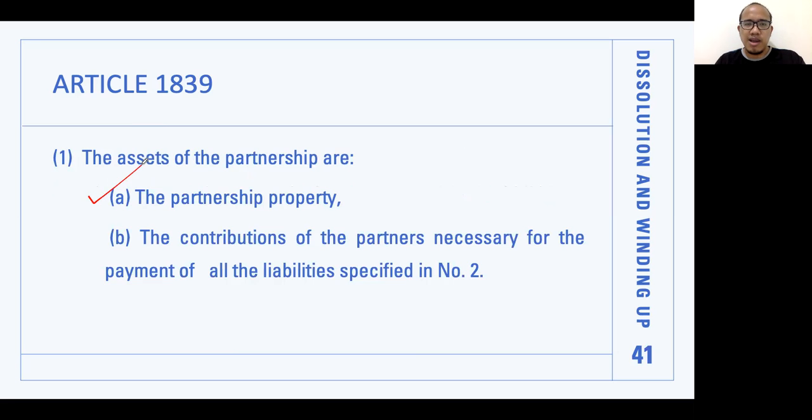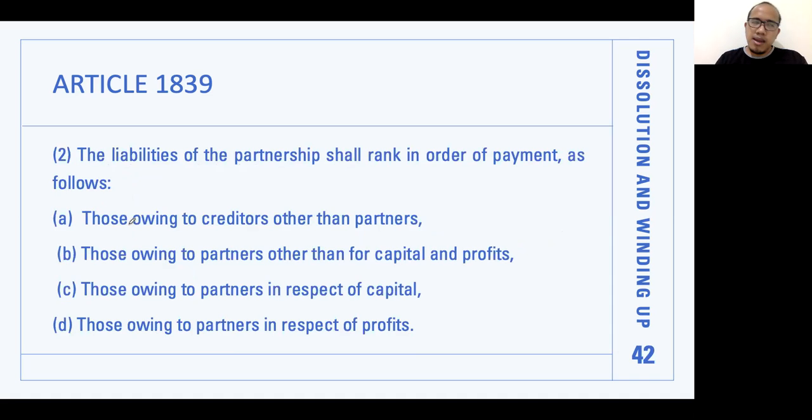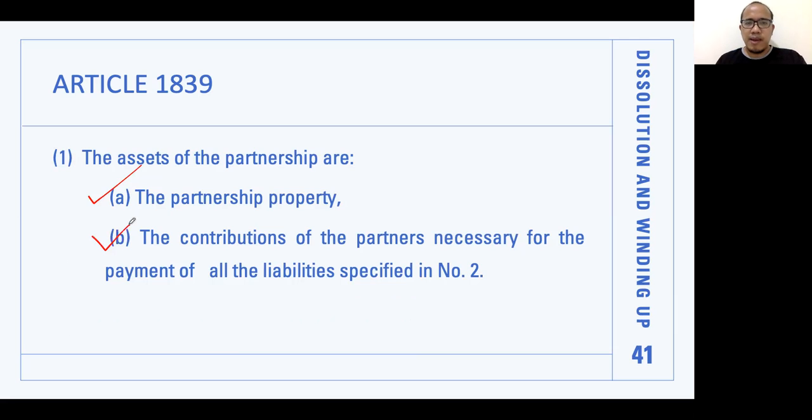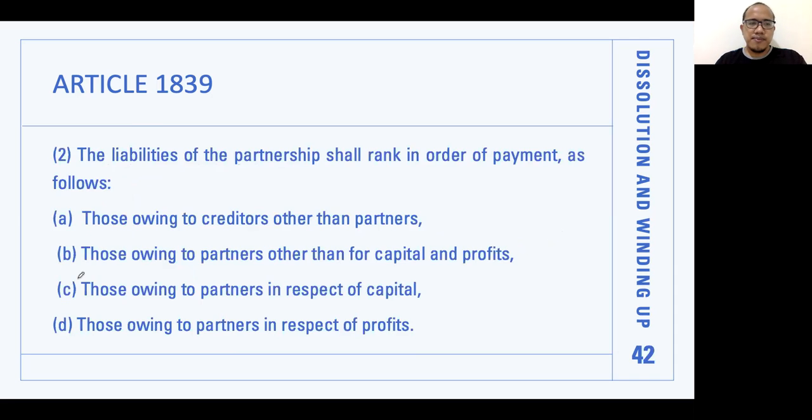Partnership property. Siyempre, ito yung mga kinontribute ng mga partners either at the start of the partnership or in the middle of the partnership. And then, bukod diyan sa original capital and subsequent contribution, the contributions of the partners necessary for the payment of all the liabilities specified in number 2. Number 2. Ibig sabihin, sinasabi niya dito na kulang yung partnership property. Dahil kulang yung partnership property to settle yung mga liabilities na ito, we have to make additional contributions. Yung additional contributions na yan will still form part of the partnership assets.